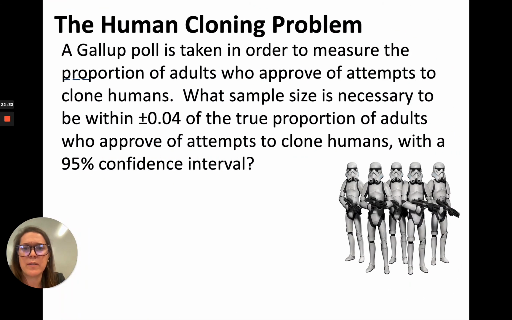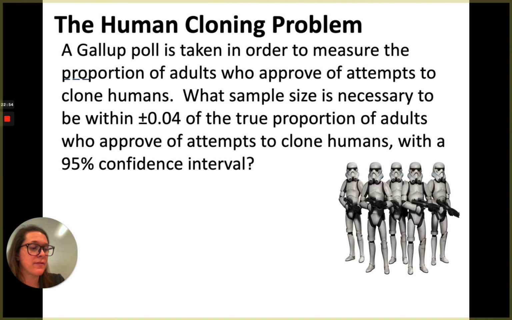Yeah, well, let's do this human cloning one because I think this is working us backwards a little bit. The Gallup poll is taken in order to measure the proportion of adults who approve of attempts to clone humans. What sample size is necessary to be within plus or minus 0.04 of the true proportion of adults who approve of attempts to clone humans with a 95% confidence level? Okay, so now we're going to work a little bit backwards. Here we have to figure out what the sample size needs to be in order for my margin of error to be within 0.04. So we need to solve for n, right?